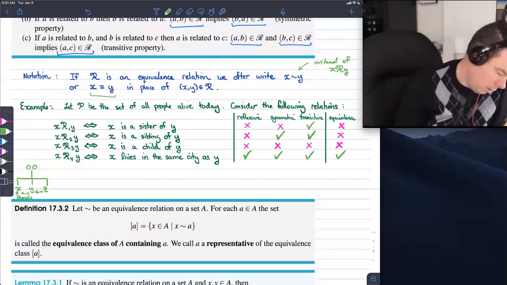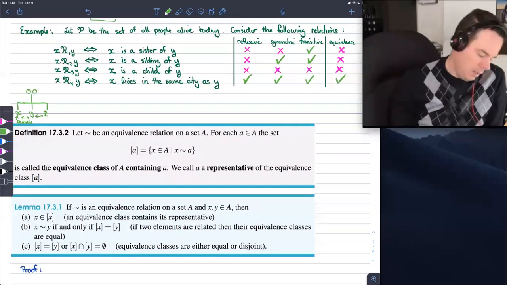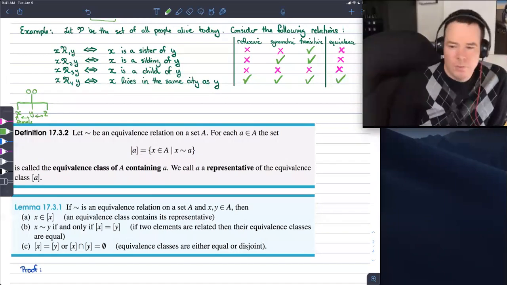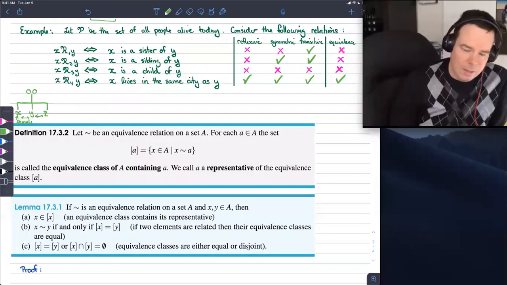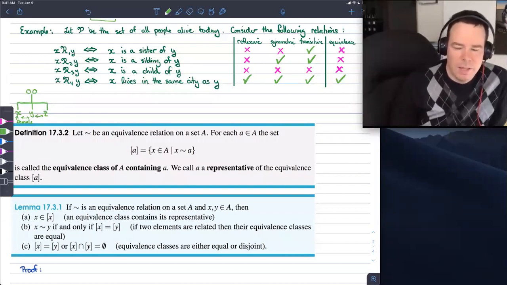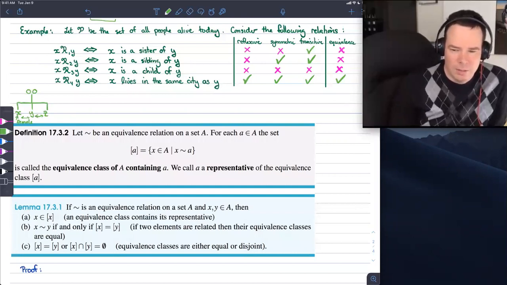And so here's our next definition. If tilde is an equivalence relation on a set A, for a particular element of A, we use square bracket notation around A to denote the set of all elements of A that are related to A. So all the X such that X is related to A under the equivalence relation. This is called the equivalence class containing A, and A is called the representative of that equivalence class.